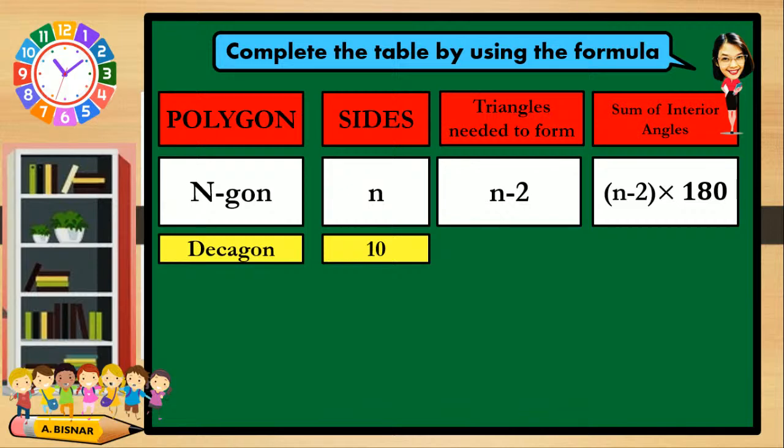So again, what's your answer? Wala naman nag-type ng sagot. You will subtract 2. After you subtract 2, you will multiply it by 180. So what's the answer? Okay, sige. What will be the answer?